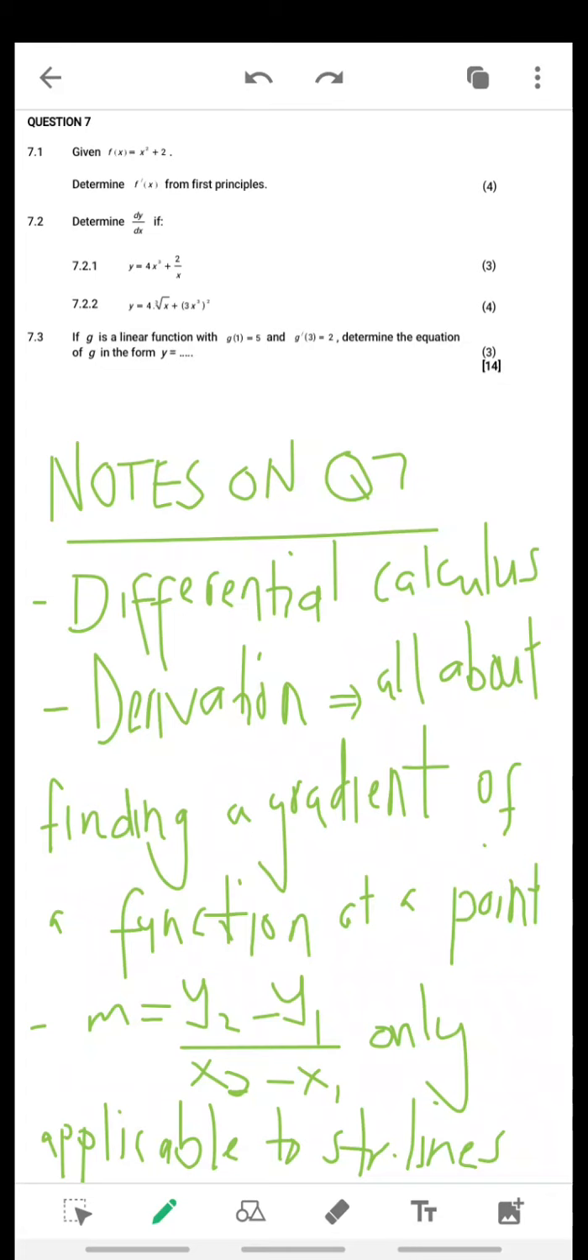Good day, grade 12s. Here today we are going to do calculus, specifically derivatives. Derivatives are an extension of the idea of gradients.